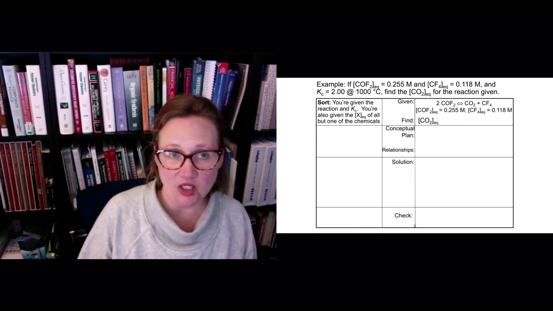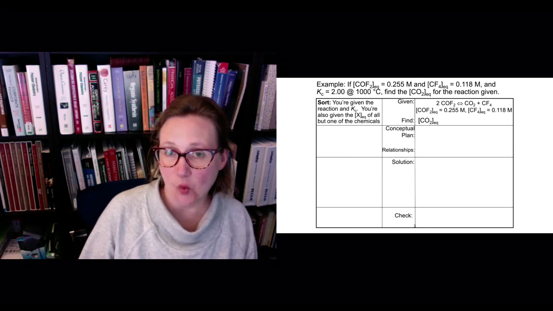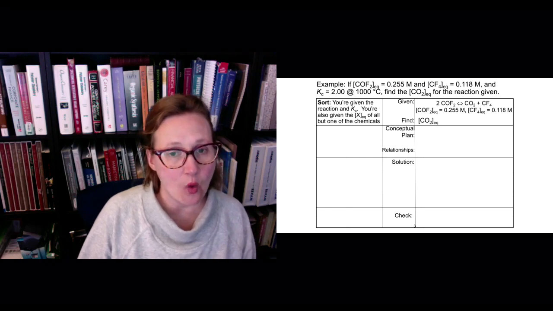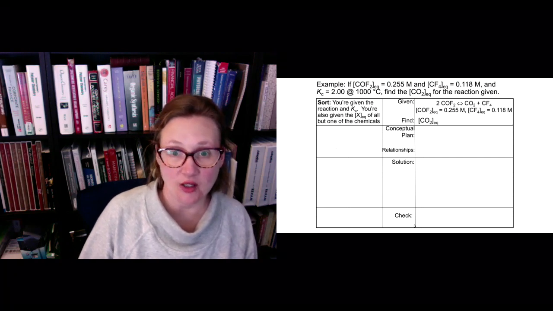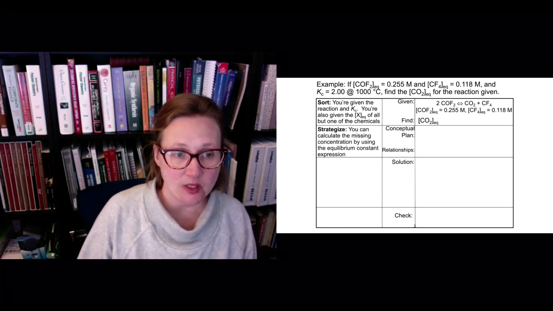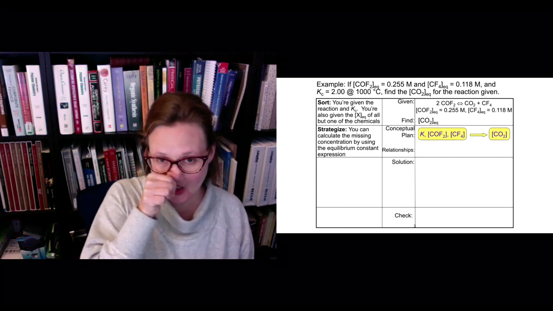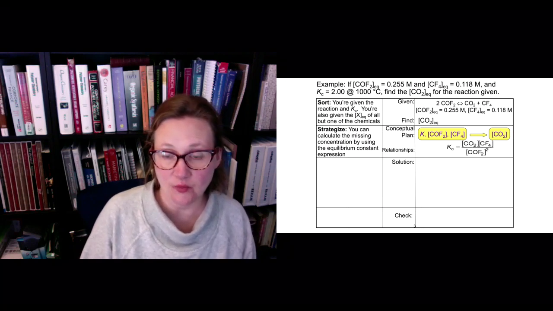We have our reaction: 2 COF2 forms CO2 and CF4. We're given the reactant concentration at equilibrium, and we're given one of the products at equilibrium, and we need to find the equilibrium concentration of the other product. We can calculate the missing concentration by using the equilibrium constant expression. These are the things we know, and what we're going to find out is the concentration of CO2.